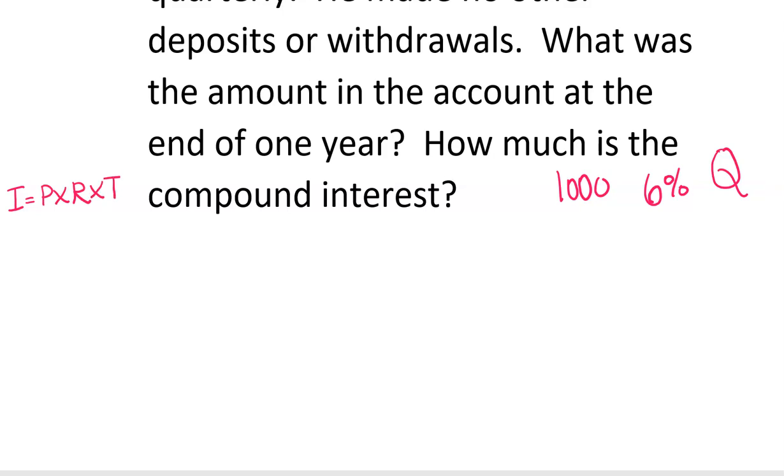Okay, so the first one, we're going to find the interest for the first quarter. $1,000 is the principal. 6% is the rate. The time part of this is 3/12. So let's multiply. $15.